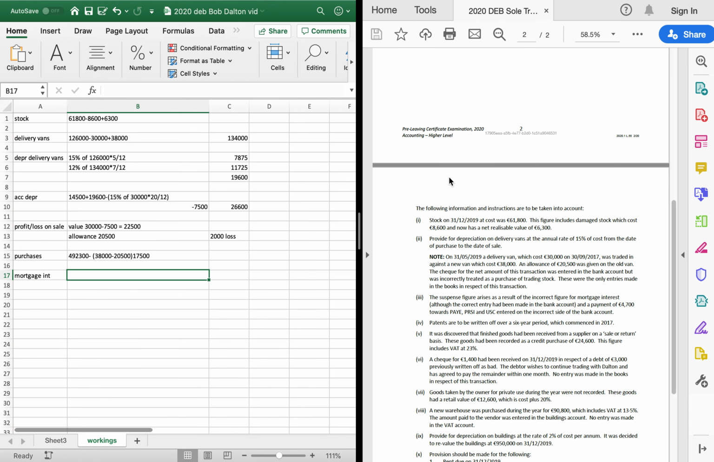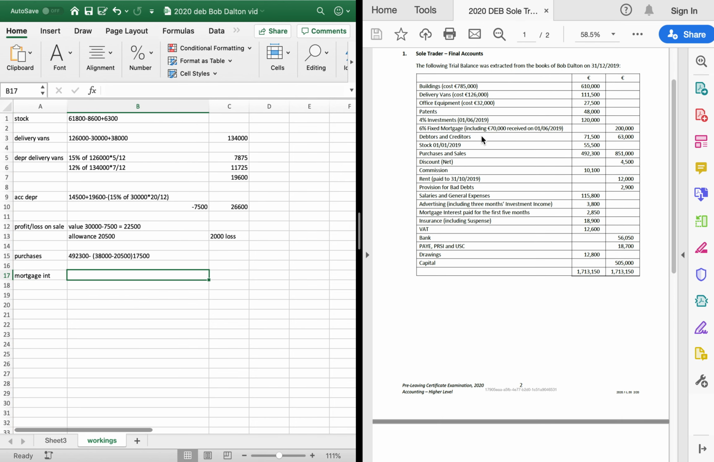So usual crack with the mortgage interest, go up and check it. So it's a 6% fixed mortgage, including an increase of 70,000 on the 1st of the 6th. So we're going to work out what the mortgage interest is. So it's 6% of 130,000 by 5/12. And then it's going to be 6% of the 200,000 that you have for the remainder of the year by 7/12.